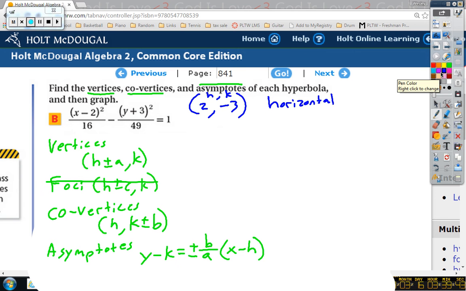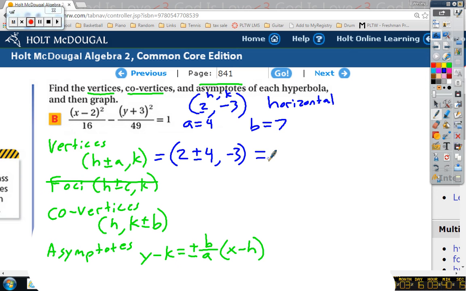So my vertices. Well, I see I have my H, which is 2, plus or minus my A. The A is the square root of what's under the X, so A has to equal 4, and the square root of 49 is the B, so B has to equal 7. So I'm going to have 2 plus or minus 4, comma, and then my K is negative 3. So that means I have 2 plus 4, which is 6, comma, negative 3, and then 2 minus 4, which is negative 2, comma, negative 3.